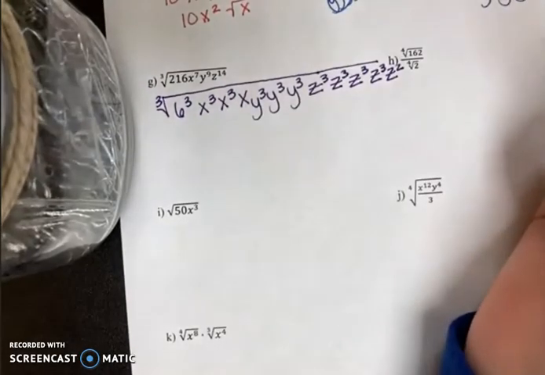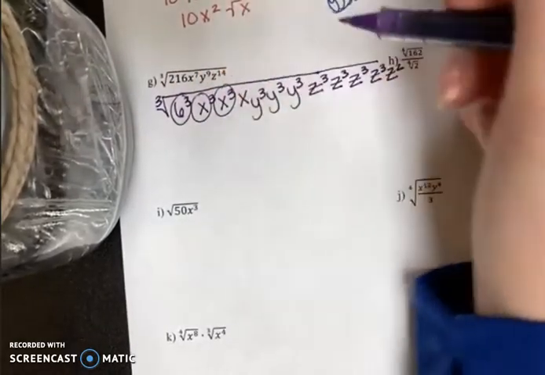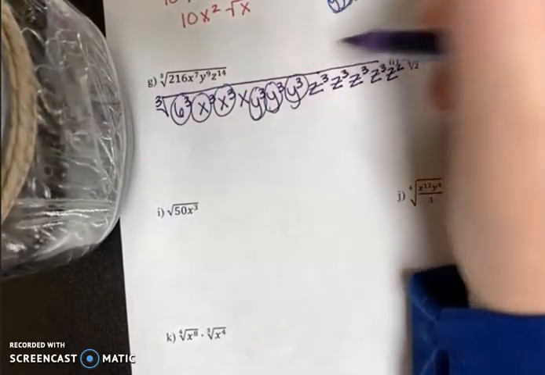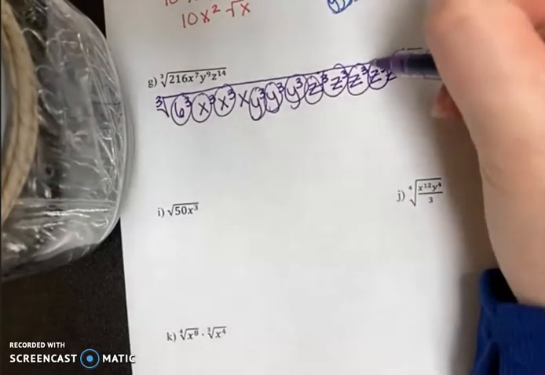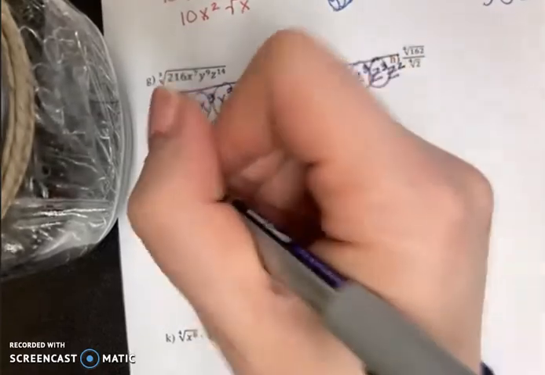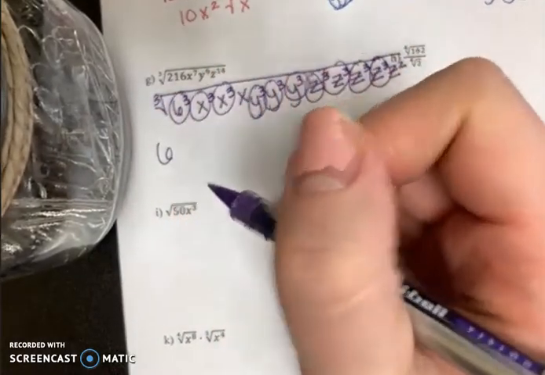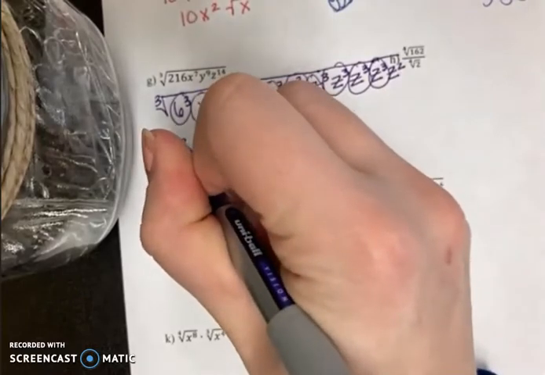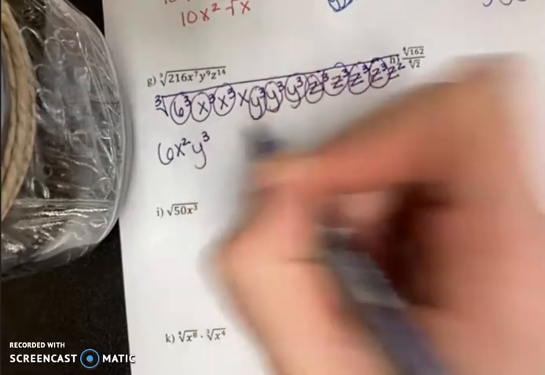Now I can pull out the perfect cubes. So a 6, 2 x's, 3 y's, and 4 z's. So I said a 6. If I pull out 2 x's, that's x times x, or x squared. 3 y's is y times y times y, or y cubed.